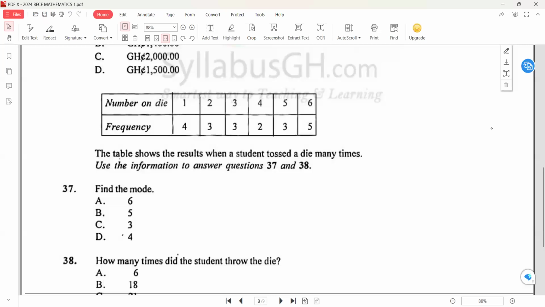Question number 37. The table shows the result when a student tossed a die many times. Use the information to answer questions 37 and 38. The mode is the number on the die with the highest frequency. So the highest frequency is 5, so obviously the mode is 6.